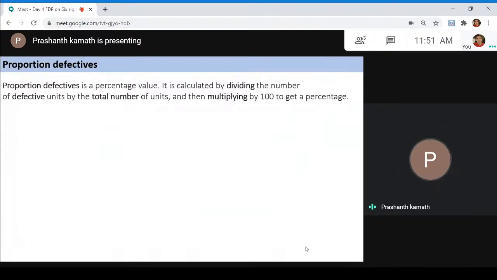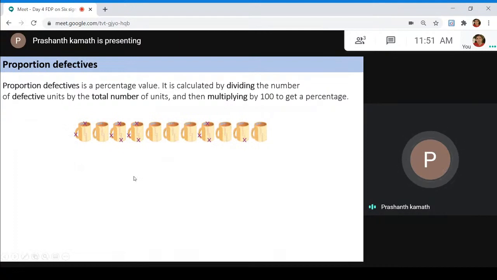Okay, fine. So proportion defectives, as I said, we find out how many defective products are there, whether there is 1 defect or 3 defects. It's a defective cup. It cannot be used for human consumption. People will not buy it, right? So we count such cups: 1, 2, 3, 4, 5. So there are 5 cups which have 1 or more defects, and therefore they are called defective cups of the 11. So of the 11 cups that we made today, 5 have been found to be defective.